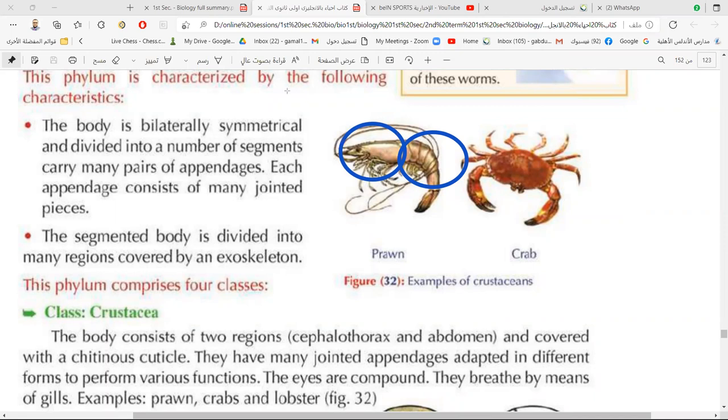The two regions are cephalothorax, الرأس صدر. الجزء الأمامي يسمى cephalothorax. And the other part of the body is called abdomen أو البطن. يبقى الجسم divided into two parts. One of them contains the head and the chest, cephalothorax, and the other one contains the abdomen. And the body has many segments.